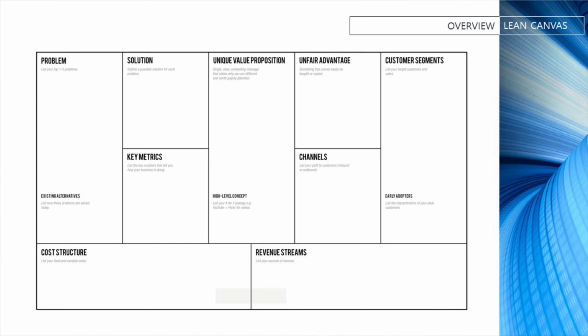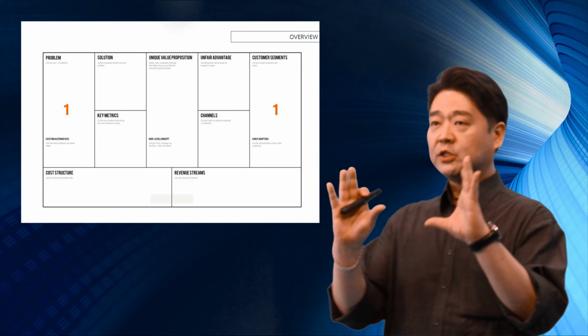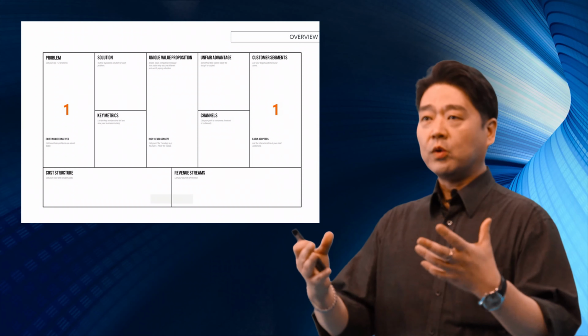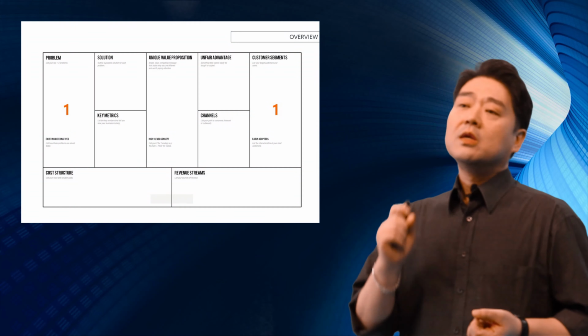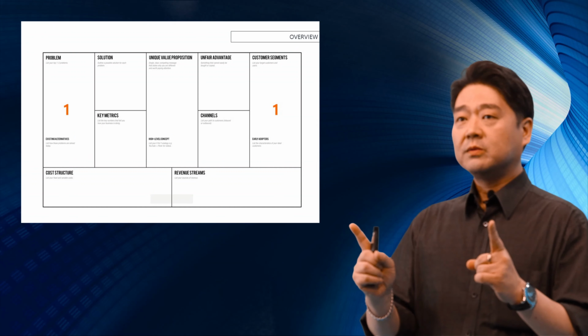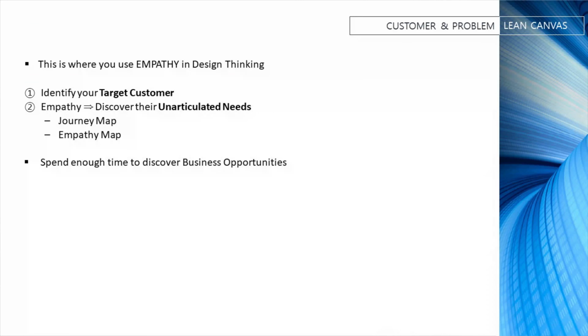This is how lean canvas looks like. What we are going to do is number each of these blocks, and we are going to do it step by step and let you know how to fill this out. The first blocks that you need to fill out are the problem section and the customer segment section. Now let's see. This is where you use empathy in design thinking.